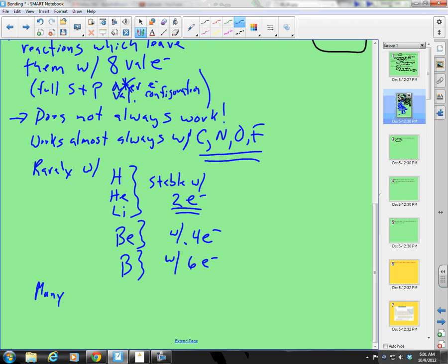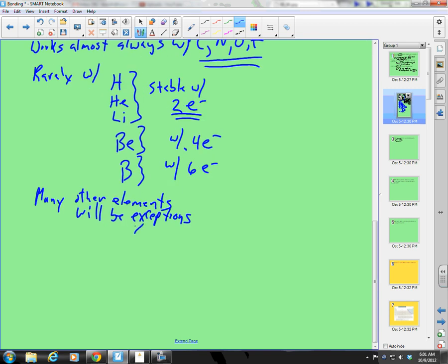And then many other elements will be exceptions. Now, I'm not going to have you memorize any of these other exceptions, but just understand that, and by exceptions, let me be clear about this. Other exceptions will be exceptions, meaning more than 8 valence electrons. Okay, they will end up with more than 8 electrons. Yeah, I guess it is valence.